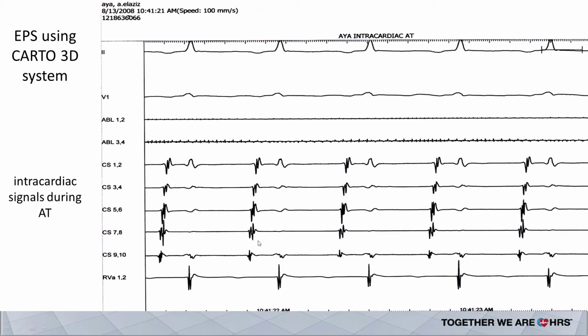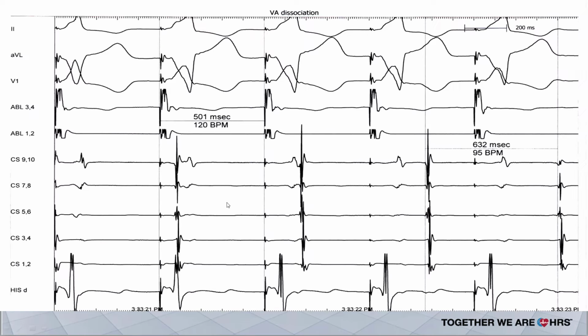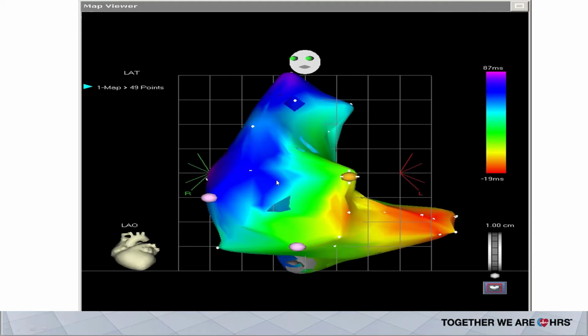Here, we placed the decapolar catheter in the CS. We labeled the CS from 1, 2 down to 9, 10, and the RV catheter. And we started to confirm that this is atrial tachycardia by ventricular pacing at a faster rate than the atrial tachycardia rate to make VA dissociation and confirm the diagnosis of atrial tachycardia.